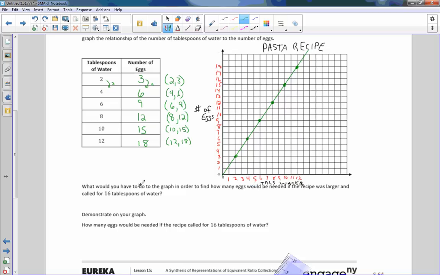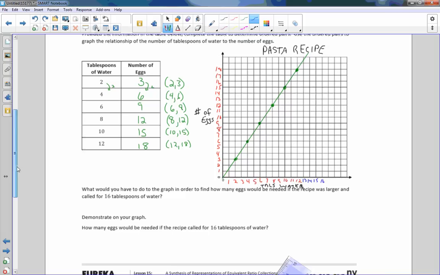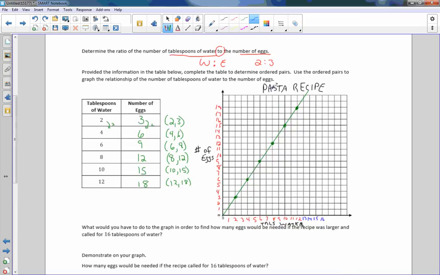Okay, so now it says, what would you have to do to the graph in order to find how many eggs would be needed if the recipe was larger and called for 16 tablespoons of water? Well, I'd have to go out here, and I'd have to go 13, 14, 15, 16, and then I'd have to extend this up, and that's where we're going to run into trouble. So if I used a different unit of measurement, I might have been able to fit this on here.